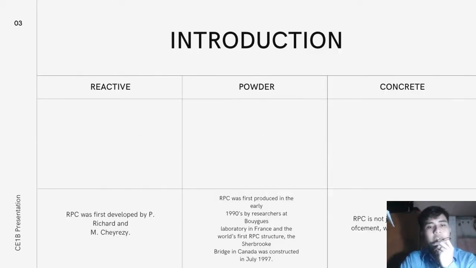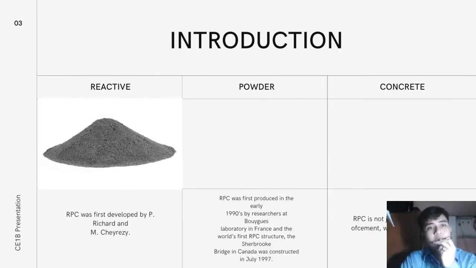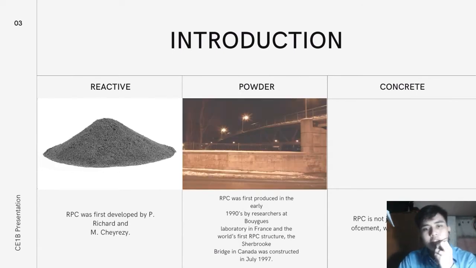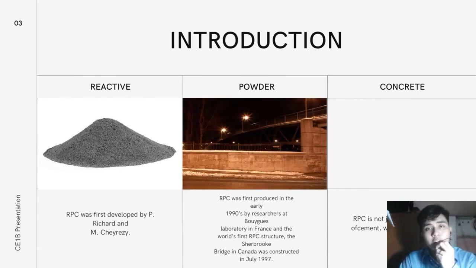First, the introduction. RPC was first introduced by P. Richard and M. Cherezi. P. Richard is a French chemist slash engineer, while M. Cherezi is a civil engineer currently based in Canada. RPC was first introduced in the early 1990s by researchers at Bouygues Laboratory in France, and the world's first RPC structure, the Sherbrooke Bridge in Canada, was constructed in July 1997.